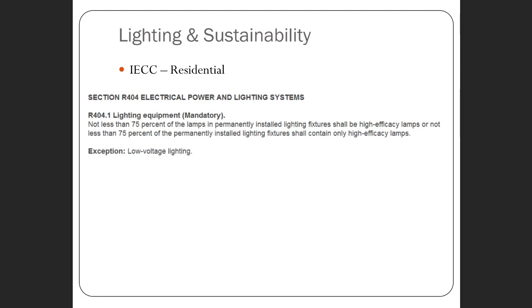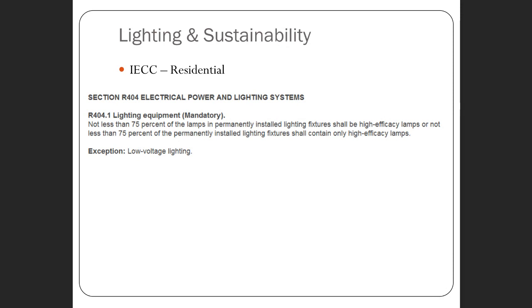Here again is our model codes. Remember our I codes: IRC, International Residential Code; IBC, International Building Code; IECC, International Energy Conservation Code. Again, these are model codes that municipalities will adopt.